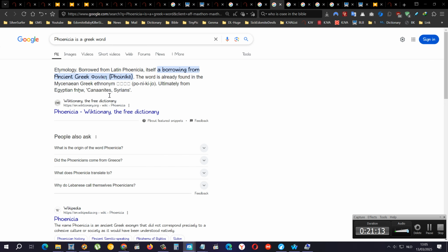Here, it is a Greek word. So it says here, borrowed from the Latin Phoenicia. But Phoenician is a Greek word. They named it, but Phoenician is then English. This is actually the Greek word, from the ancient Greek, and the Latins took it from them, which are the Roman Latins, which are Ephraimites, but they took it from the Greek. The word is ultimately from Egypt, Canaanites and Syrians, but it's actually Canaanites.